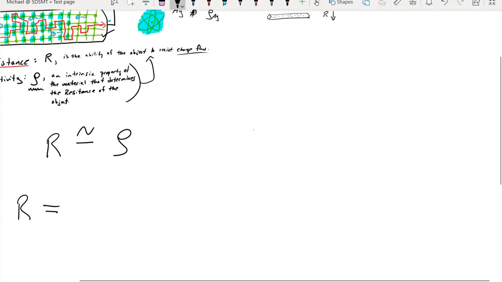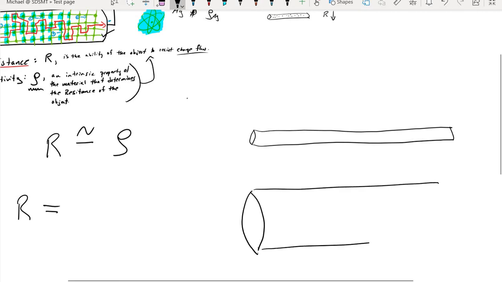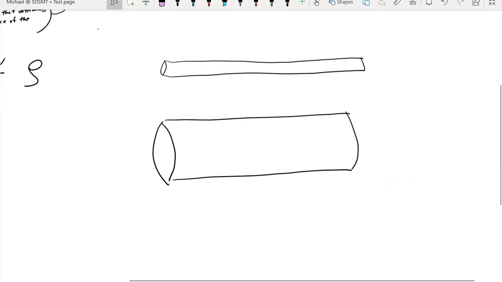Let's try a very thin long wire and a short, well, actually, let's do one thing at a time. Let's do a thin long wire and a wide long wire. So the length of each of these wires is the same.